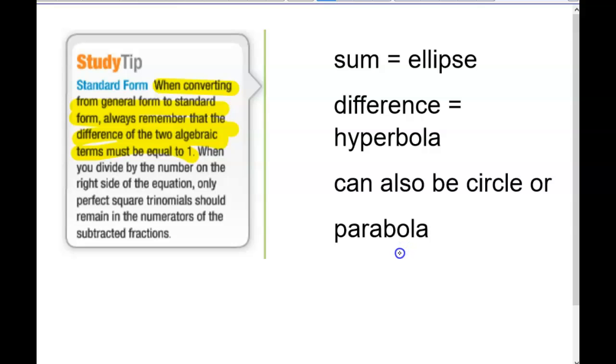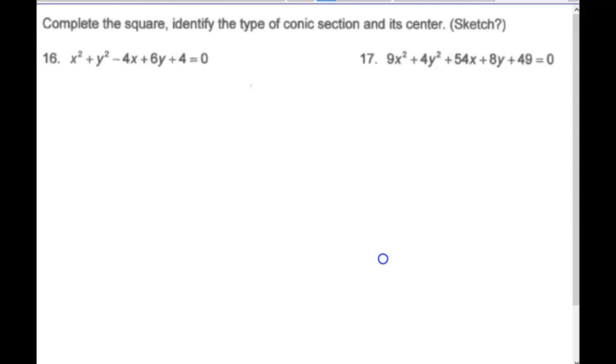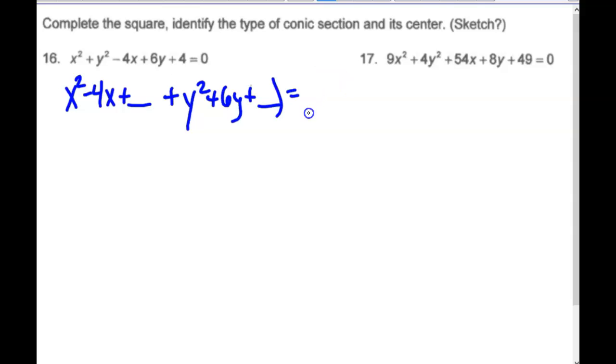What is a parabola? Only one variable is squared for it to be a parabola. All right, so number 16. What we do is we separate the x's and y's. Please, guys, pay attention on this. Completing this square. What am I moving to the other side? The constant, so I'm subtracting it to the other side, it's a negative 4.